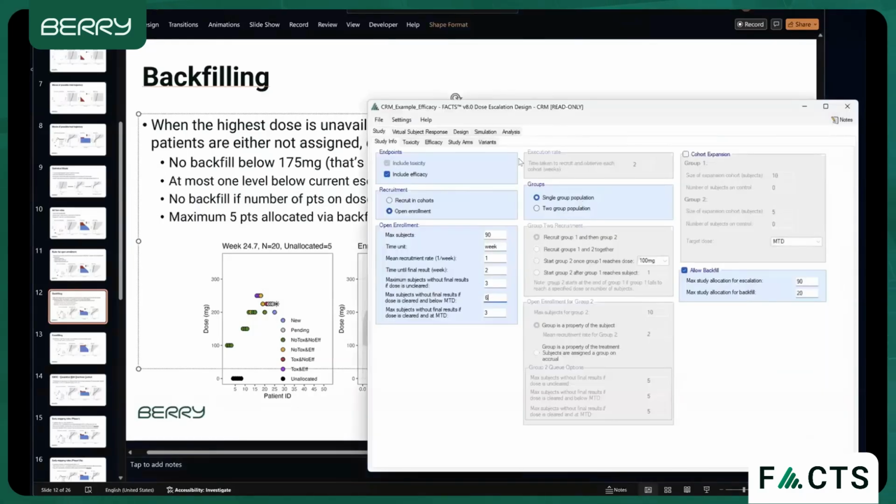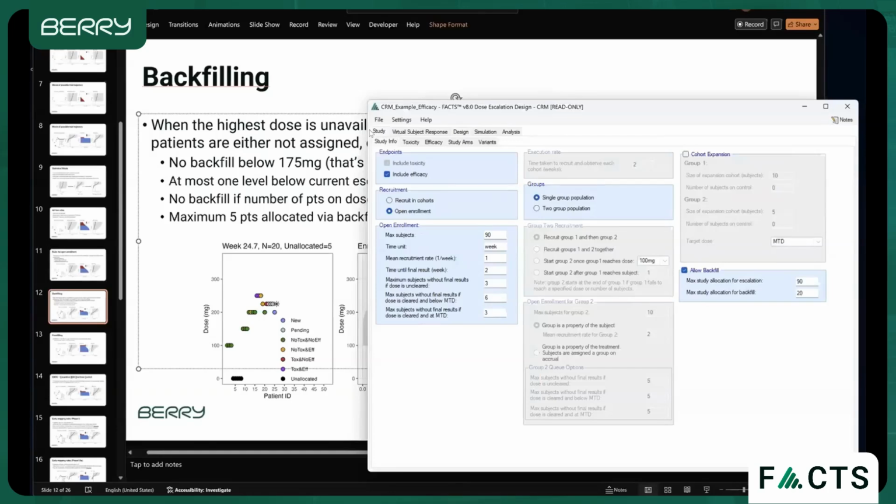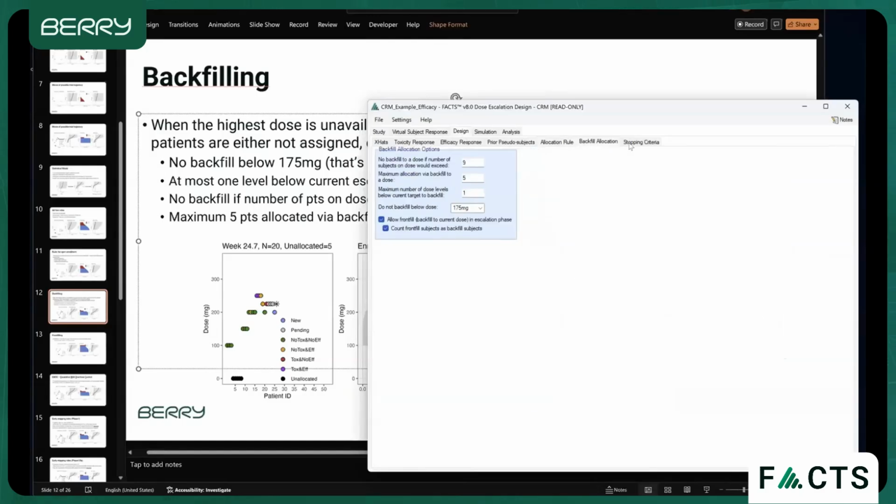So let's go back to FACTS again. So here in the design tab, so no, let's start this way. In the study tab, there's this checkbox over here that says allow backfill that you need to tick to allow backfill. And then in design, you have this tab appearing, which is backfill allocation. And here in backfill allocation, you can set exactly these things that I just mentioned.